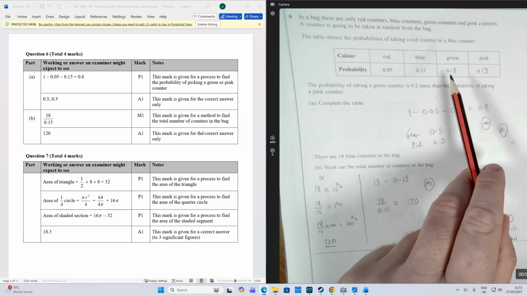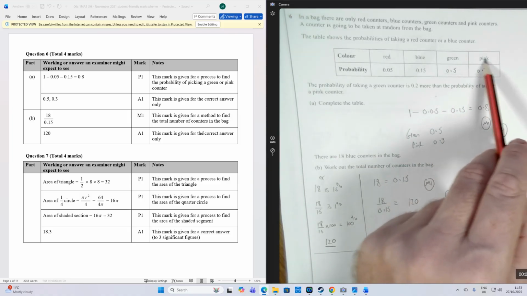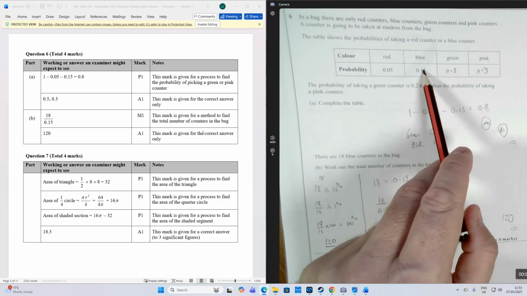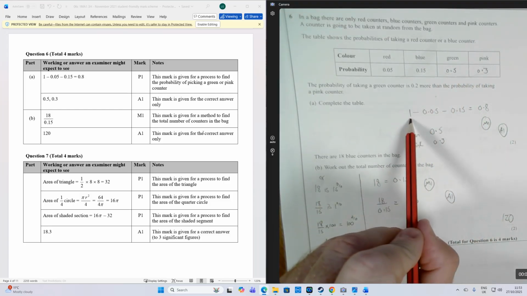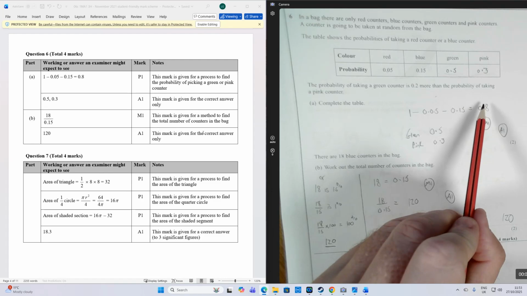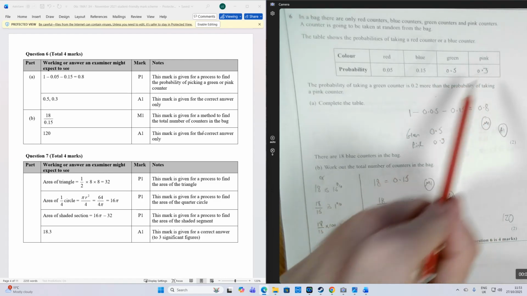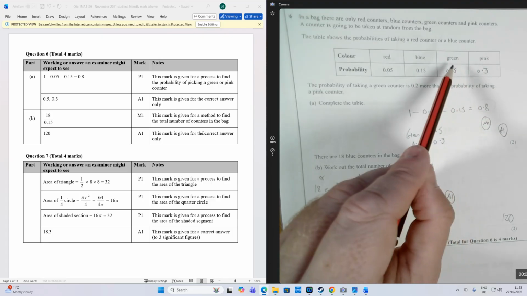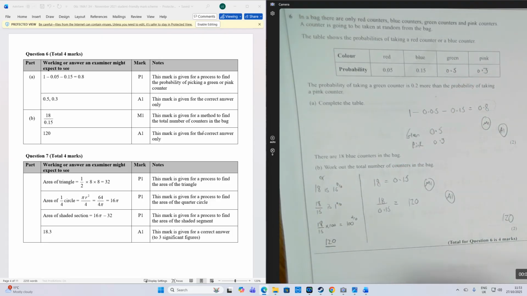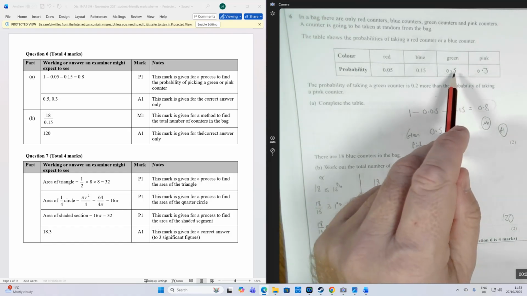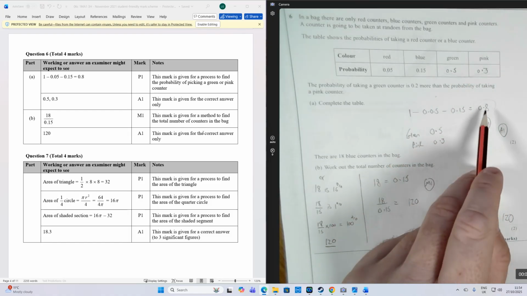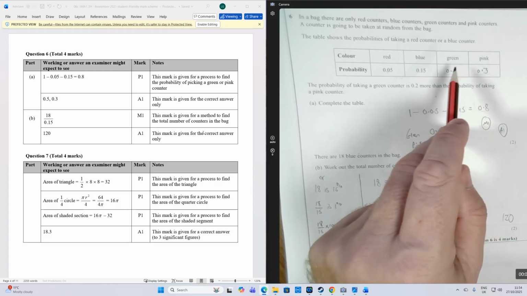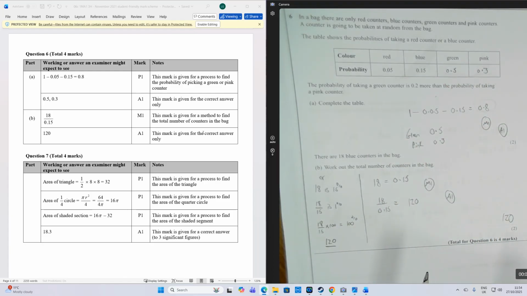So what we need to do is work out what we've got to play with for these two. Well, we know that this, add this, add this, add this, all has to come to 1. So the missing bit for these two is going to be 1, take away that, which is 0.8. So we've got to somehow divide 0.8 between here and here in such a way that the green is 0.2 more than the pink. So that only leaves us with the option that that must be 0.5 and that must be 0.3, because they add together to make 0.8, and this one is 0.2 less than that one. So that's the correct answer for part A.